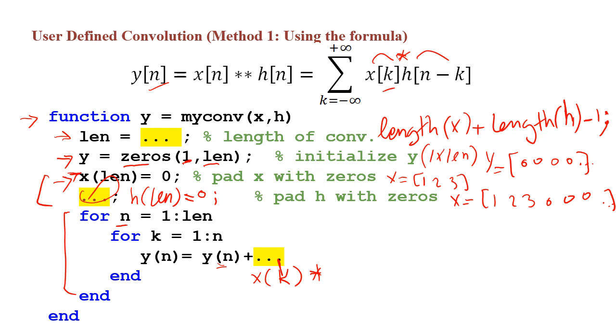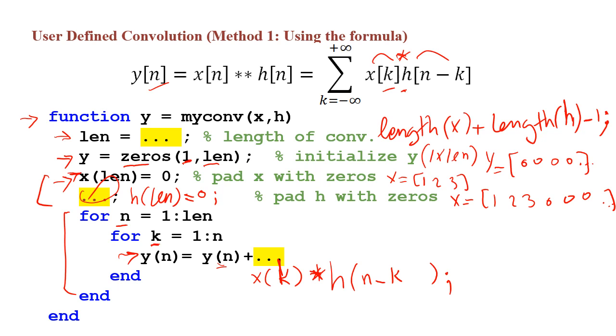times, notice that MATLAB is case sensitive, so it's important that you follow the same guideline or the same case, or if you use lowercase k here, you need to be consistent with that. So now y of n is going to be equal to the current y of n, add to it x at k times h at n minus k, semicolon.